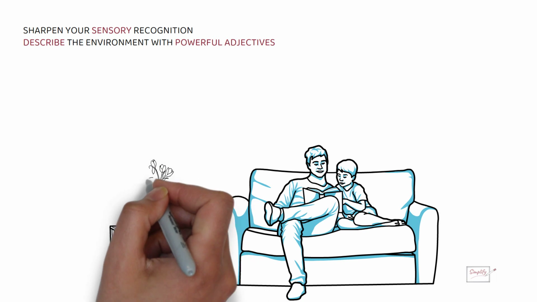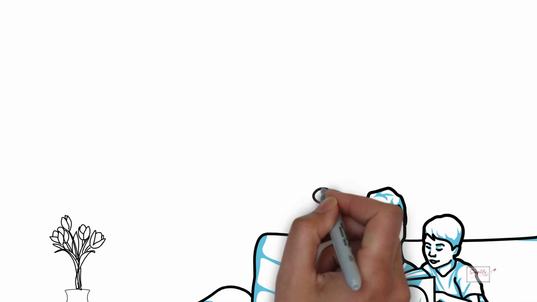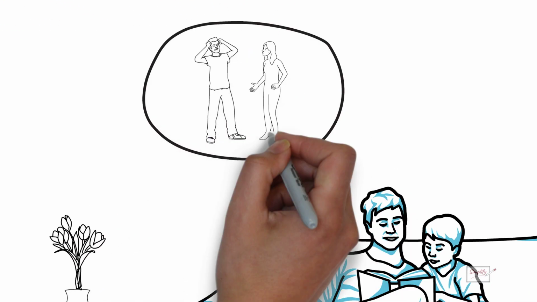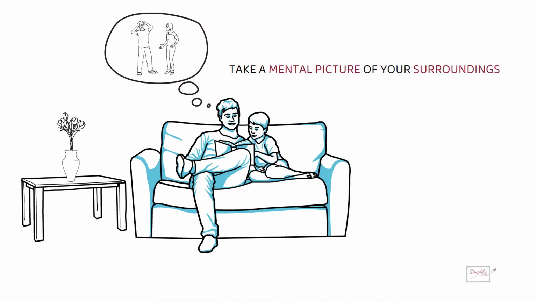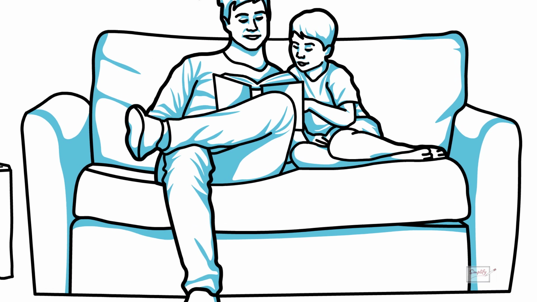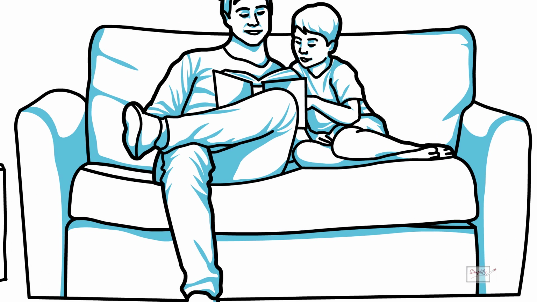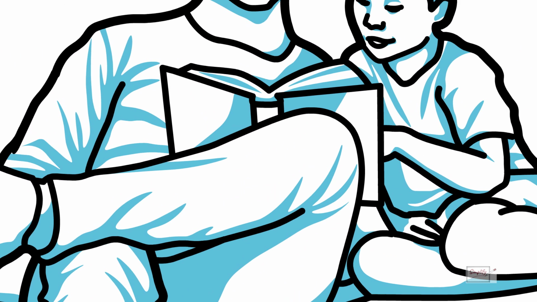This man is reading a book for his son, but his mind is wandering about some silly argument he had with a coworker last week. Take a mental picture of your surroundings. Where am I? In my house on my comfortable couch with my child. What do I see? A colorful book and the most important person in my life sitting beside me.